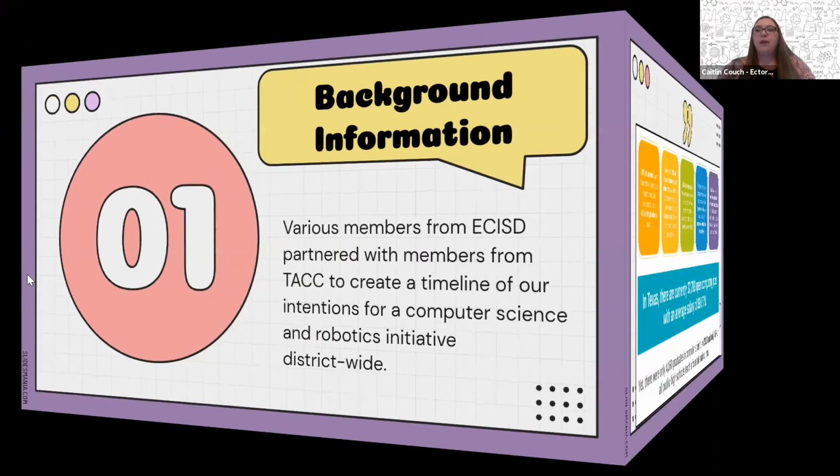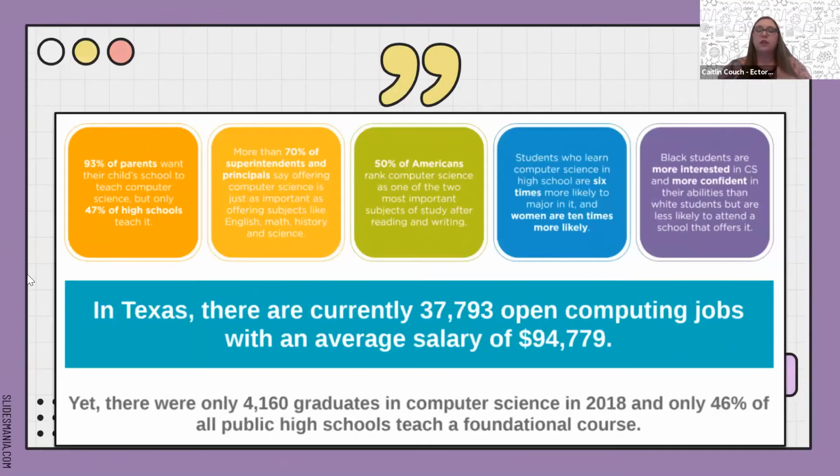And just like Shaina from code.org, this right here was presented to me by Sheryl and them, and it really spoke volumes to me. It says in Texas, there are currently almost 38,000 openings in computer jobs with an average salary of $95,000. With that being said, that little piece down at the bottom says, yet there were only 4,100 graduates in computer science in 2018. I don't know if y'all know much about West Texas, but we have this thing called the oil field that we have to contend with.